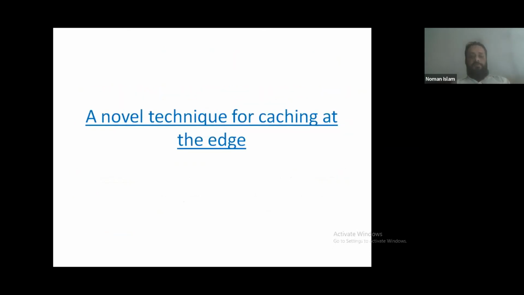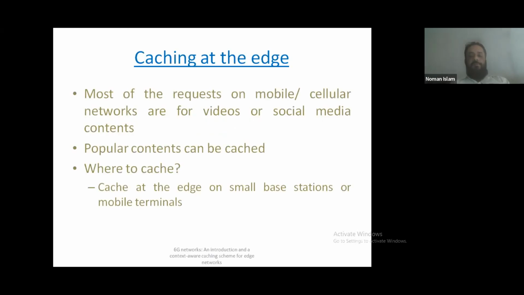So the final part of my presentation is a novel technique for caching at the edge. Basically, it is a solution for the edge computing environment, irrespective of whether it is a 5G network or a 6G network. We earlier presented it for a 5G network. The same can be used over the 6G network.